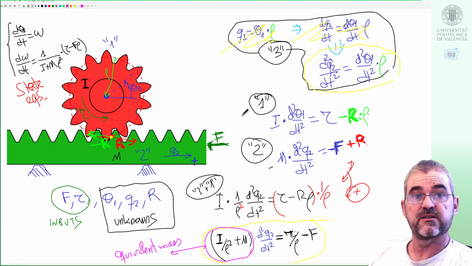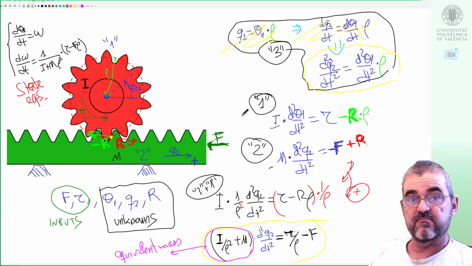So we end the video here, summarizing that in this mechanical system there is only one degree of freedom, so we can express it as seen by the rotational side or as seen by the green translational side. Both expressions are equivalent. In the former case, we had an equivalent moment of inertia, I plus m rho squared. In the latter case, we had an equivalent mass, m plus inertia divided by rho squared. Reaction force is eliminated from the equations, but with some manipulations, of course, it can be computed.